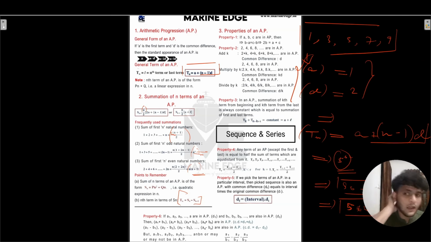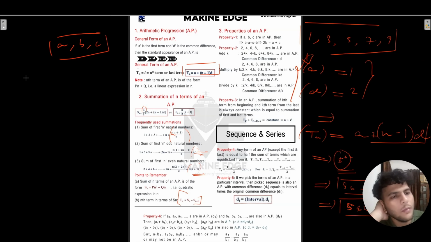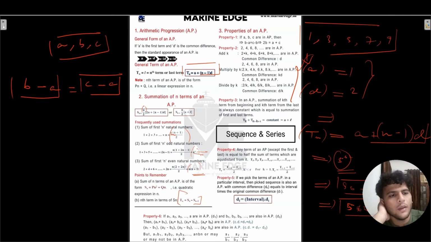Okay, if A, B, and C are in AP, obviously if three numbers A, comma B, comma C are in AP, then B minus A will be equal to C minus B, because given that they are in AP, their common difference will be the same. I think this is clear to you guys.